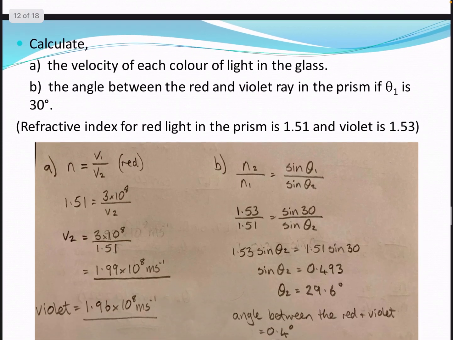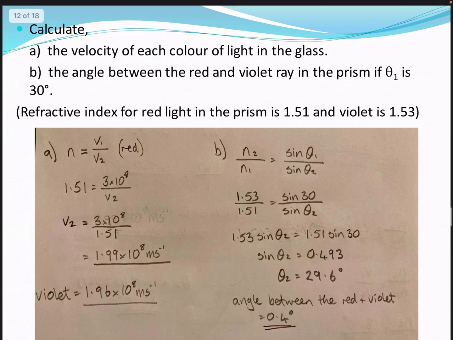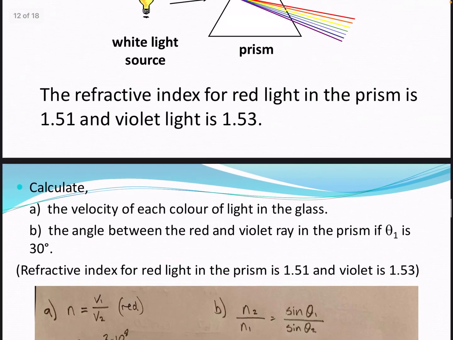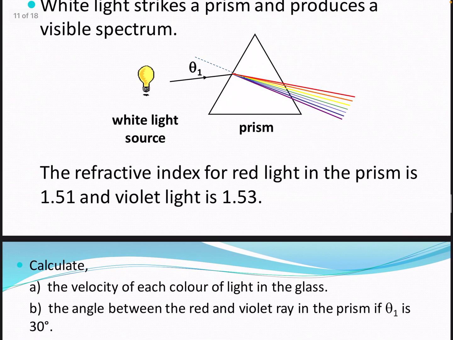So what they're asking you to do is to calculate the velocity of each colour of light in the glass and to calculate the angle between the red ray and the violet ray in the prism if theta 1 is 30. So if we look back up there, that's the angle that it's going in at, 30 degrees. What's the difference between the red and the violet light at the point where it refracts as it enters the prism?